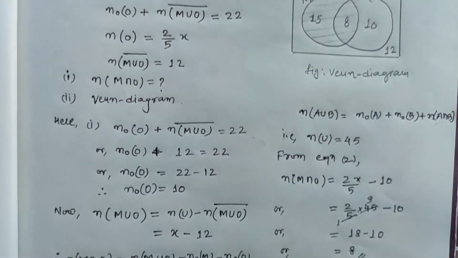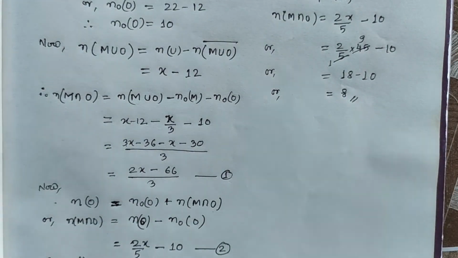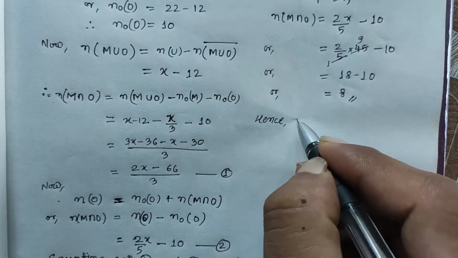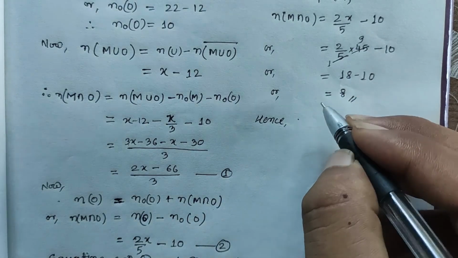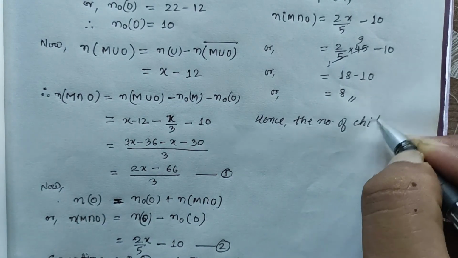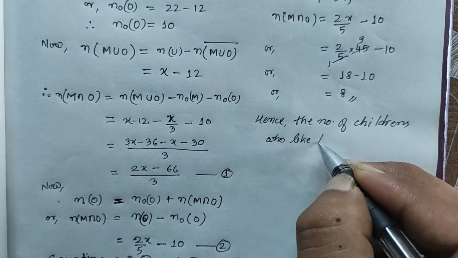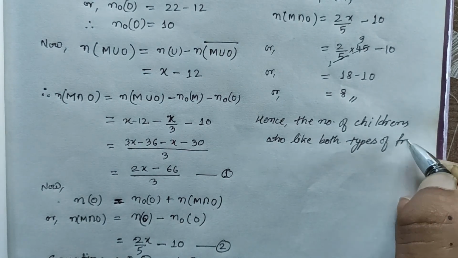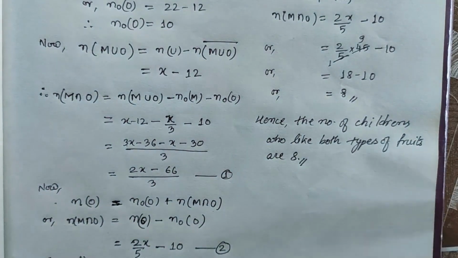Okay, don't forget to draw the Venn diagram, because it's part II of the question. So now it's time to write the result, or the conclusion. Hence, the number of children who like both types of fruit are 8. So this is your conclusion.